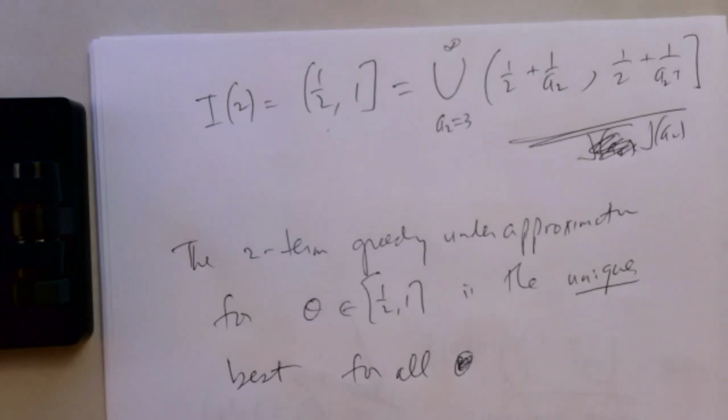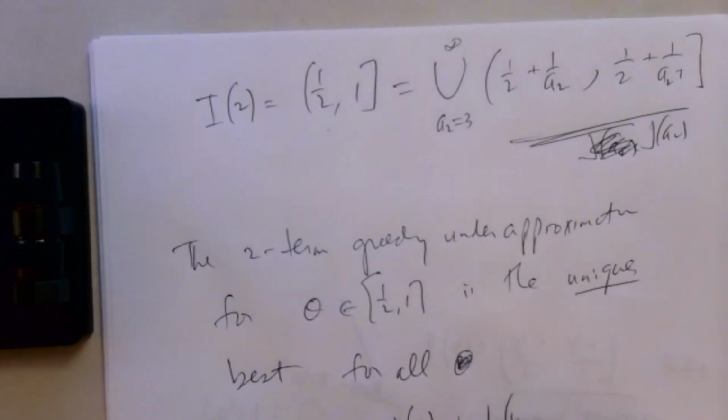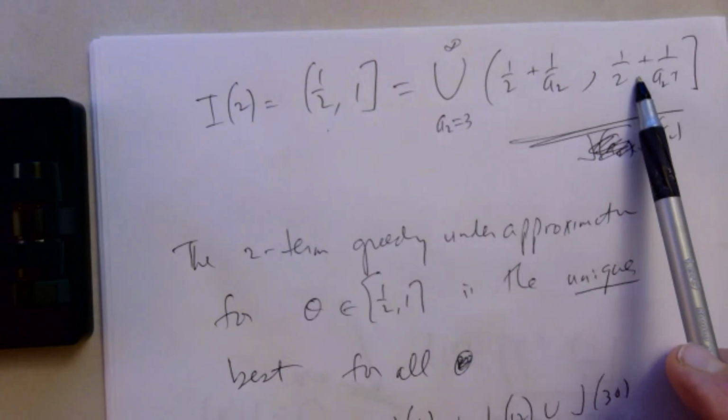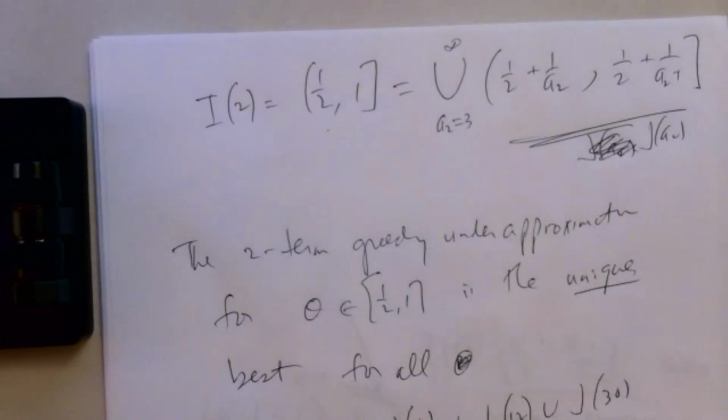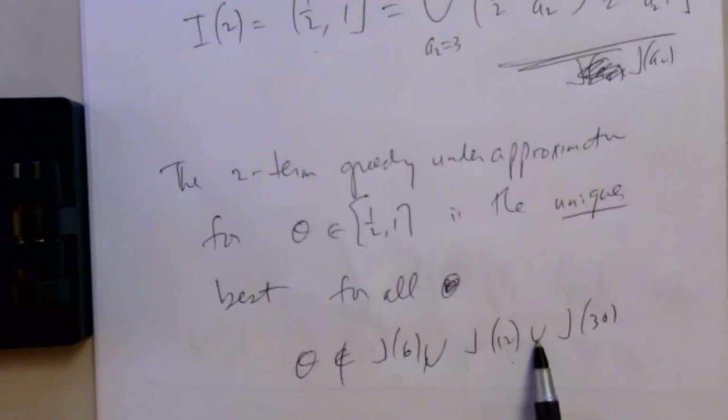For all theta except in J of 6, J of 12, and J of 30. So this interval decomposes into these infinitely many pairwise disjoint intervals. In all but these 3, the greedy under approximation is best. In these 3, it is best but not unique. All right. So in some sense, that tells you. Did you prove that? Yeah.